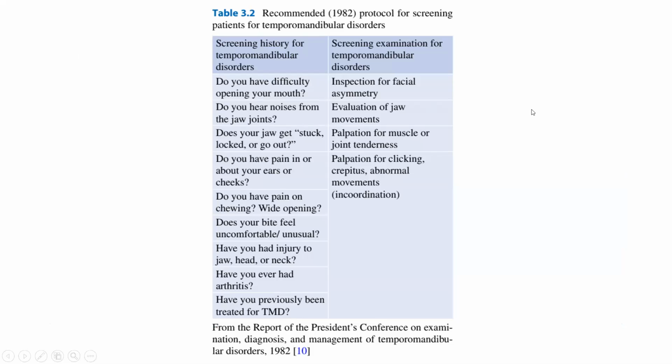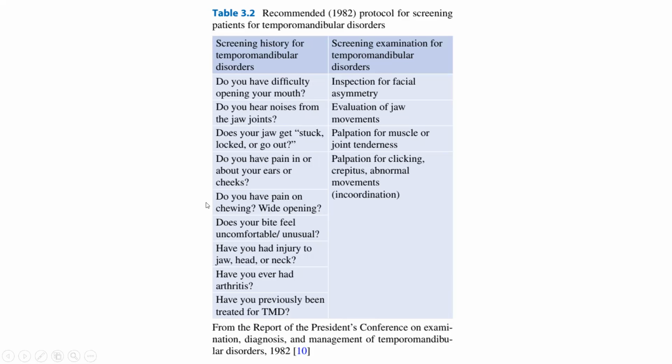The recommended protocol for screening of temporomandibular disorder is that for screening purposes, we should ask various questions. Screening questions include if they have difficulty opening their mouth, if they hear noises from the joints, if their jaw gets stuck, locked, or goes out, and also if they have pain in or around their ears or cheeks.